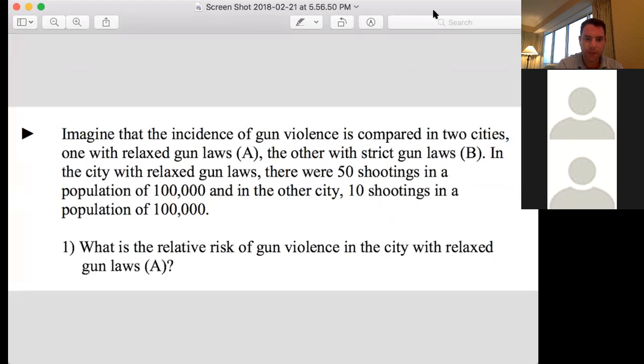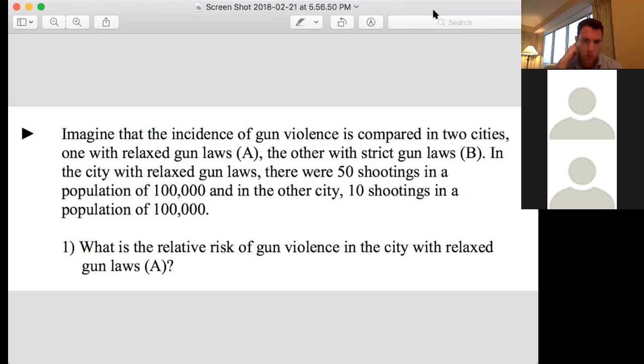In the city with relaxed gun laws, there were 50 shootings in a population of 100,000, and in the other city, there were 10 shootings in a population of 100,000. And the question is, what is the relative risk of gun violence in the city with relaxed gun laws?